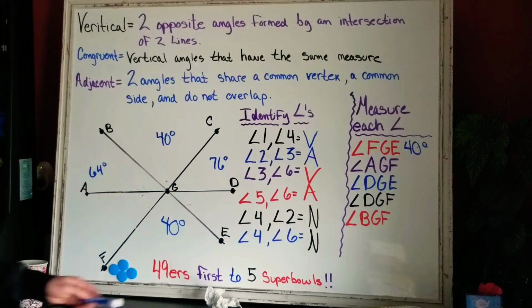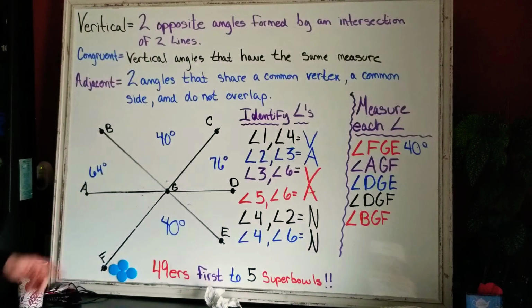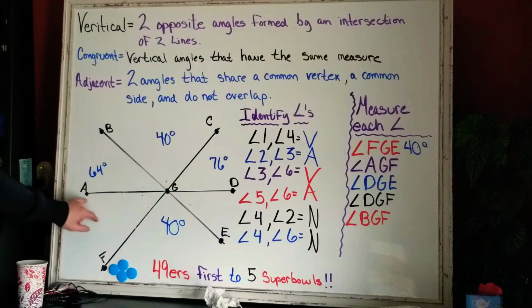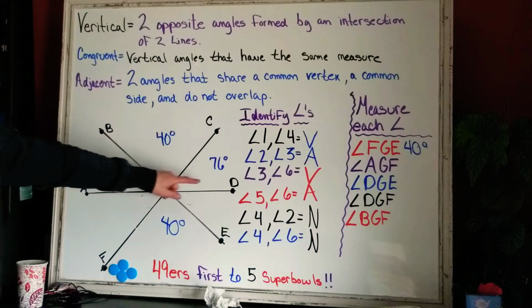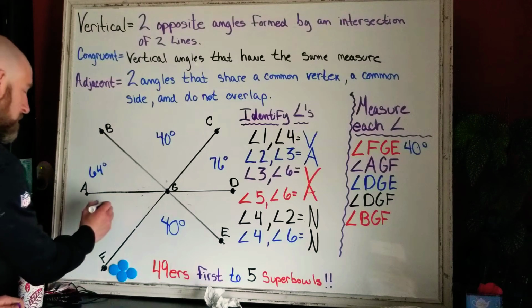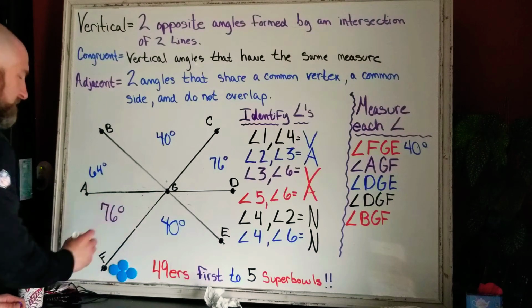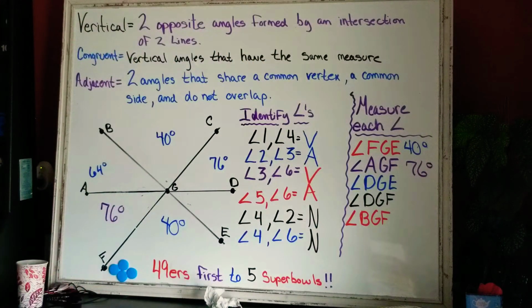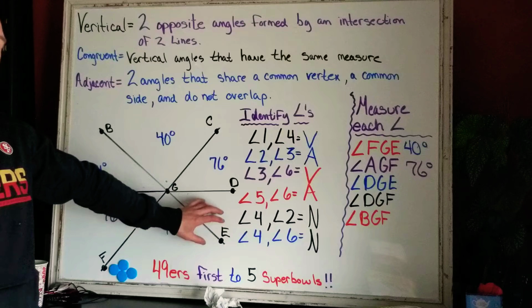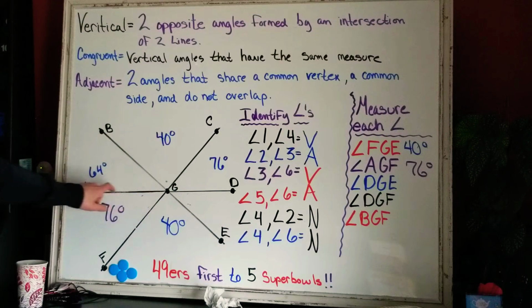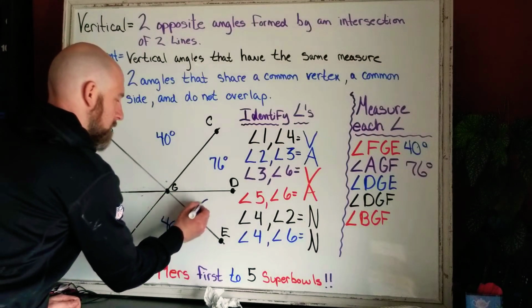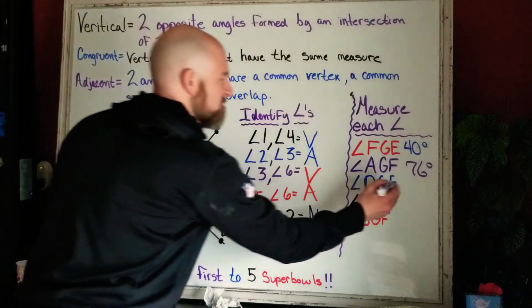Now we have A, G, and F. What would A to G to F be? What's the vertical of A, G, and F? We'll look across. We have C, G, D, and that's 76 degrees. So you can just write 76 degrees. Now we know that A, G, and F is 76 degrees. Now we have D, G, and E. What's the opposite, the vertical, of that? B, G, and A. That's 64 degrees. So we know that D, G, and E are also 64 degrees.